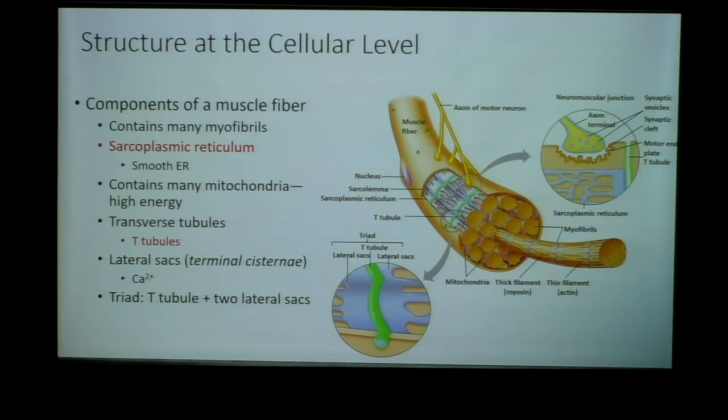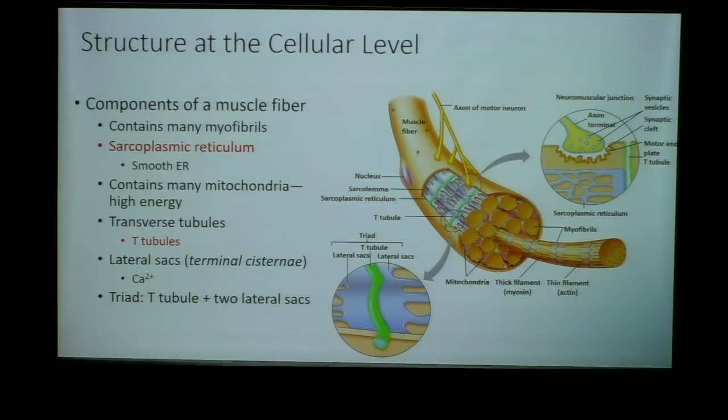The muscle fiber is covered or lined with that sarcolemma, which we talked about. So this is the sarcolemma wrapping around this muscle fiber, synonymous with the plasma membrane. Within the muscle fiber are a few of the organelles that we see in a typical cell.